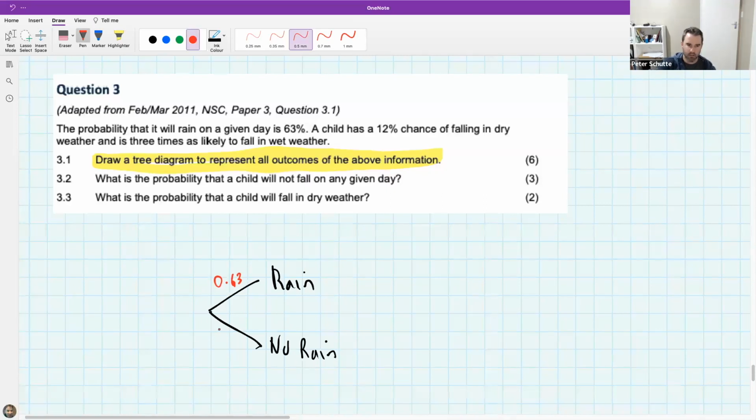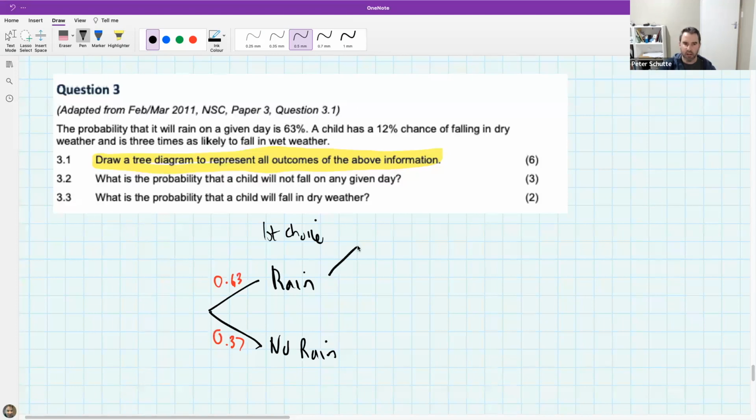So that means this has to be 0.37. Okay, so that is our first choice for the day: whether or not it'll rain or not rain. Well, it's not really a choice, hey? It's like something that's uncertain.